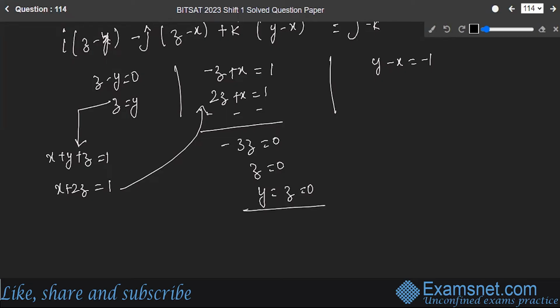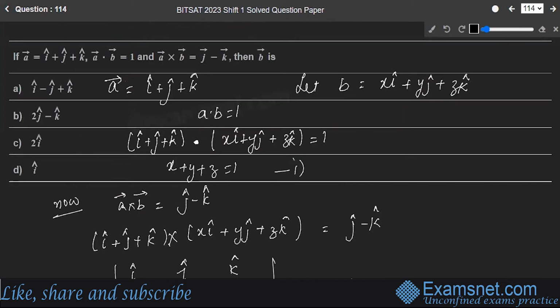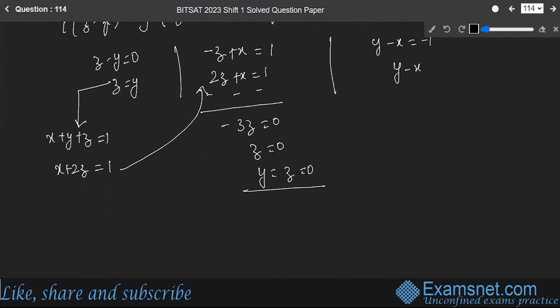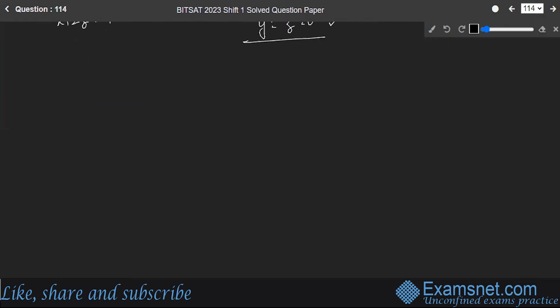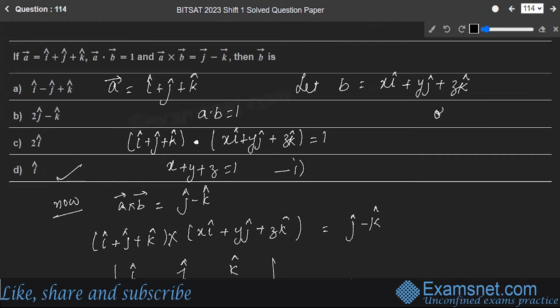Right? So next you have y minus x is equal to minus 1. Or, sorry, I had to find out x. So this was equal to minus 1, y is equal to 0. So 0 minus x is equal to minus 1, which gives you x is equal to 1. So the B vector now is 1 into i plus 0 into j plus 0 into k. This is equal to i vector itself, right? So that makes option D the correct answer. Hope you understood this. Let's move to the next question.